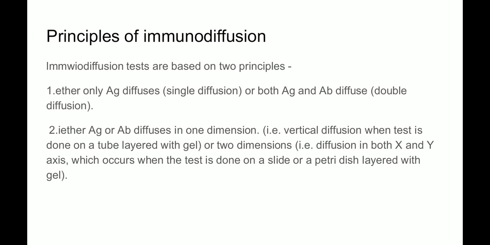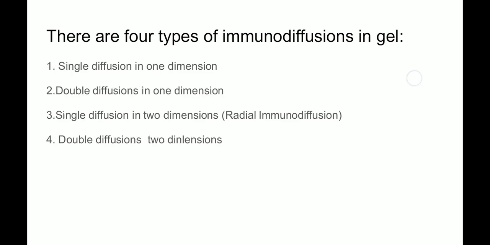The second principle is that if the motion of the antigen, antibody, anything is in one direction, then it's known as 1D, one-dimensional diffusion. And if it's in a plane, like in a petri dish or in a plate, the motion is in a plane, in both x and y direction, so it's two-dimensional. So now we are going to discuss types of immunodiffusion. So there are single diffusion in one dimension, double diffusion in one dimension, single diffusion in two dimensions, which we call radial immunodiffusion, and double diffusion in two dimensions. We will discuss it one by one.